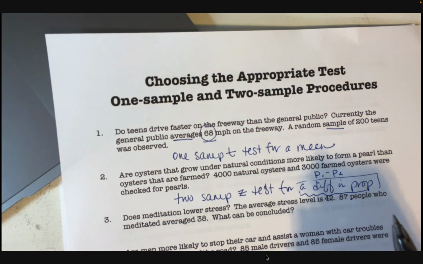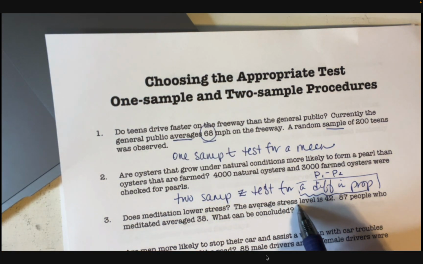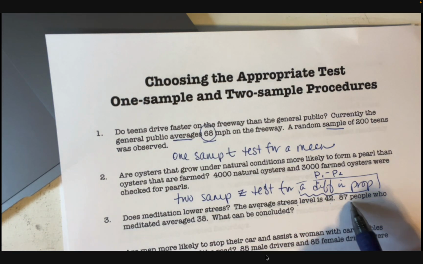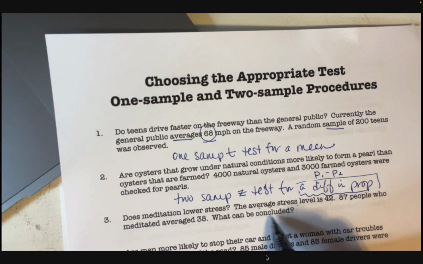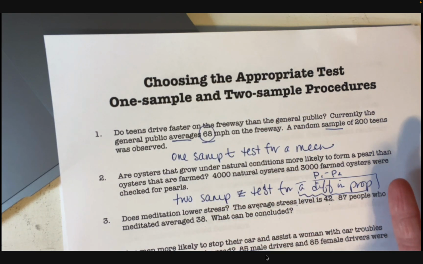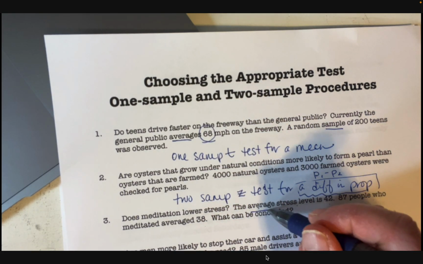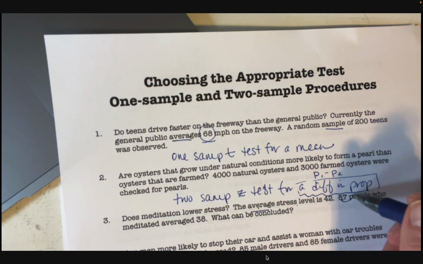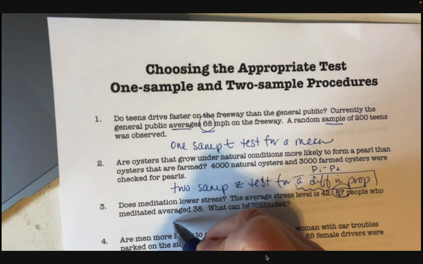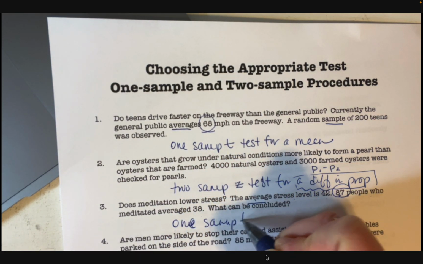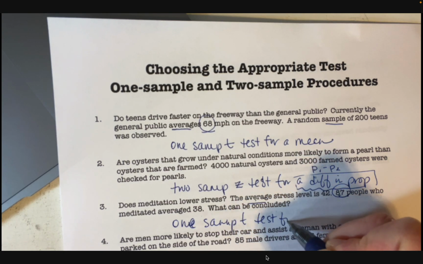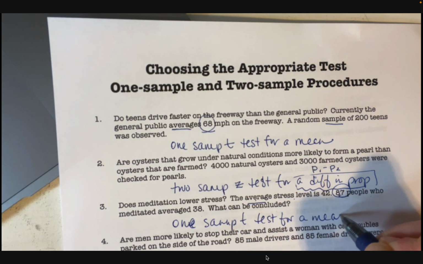Does meditation lower stress? The average stress level is 42. 87 people who meditated, average 38. What can be concluded? All right, so this one here, does it lower stress? So again, it's a yes or no. It gives us an average here. We have a sample, a one sample, so this is just a one sample t-test for a mean.